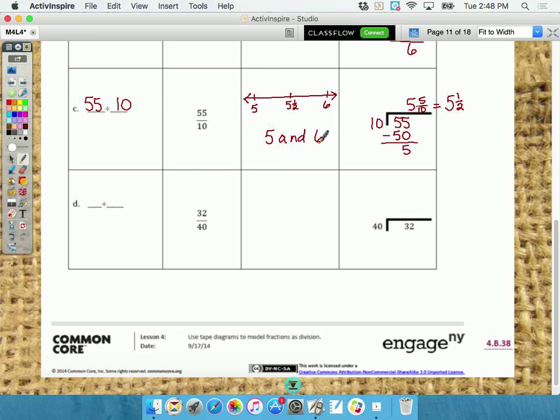Now this, drawing it on a number line, is just a strategy I'm using to help myself make a decision. Do we have to draw that? I've already said you don't have to draw the number line. You just have to write 5 and 6.